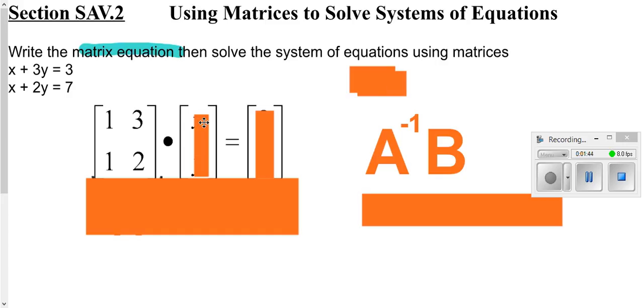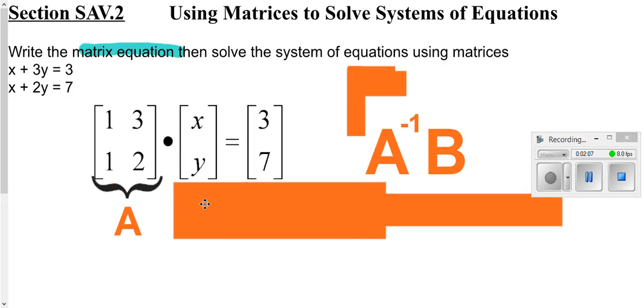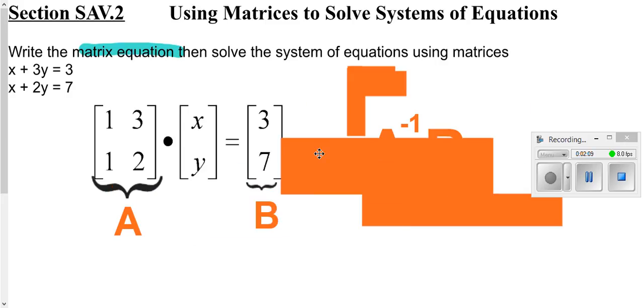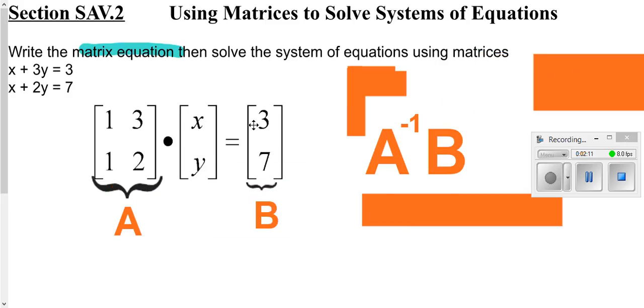Our next matrix is our variable matrix, which is the variables that we were dealing with, which were x's followed by y's. So it's x's with y's. And then on the right-hand side of the equal sign, we want to put those numbers down. We have a 3 with a 7 underneath. Now, the first matrix here with variables in it, we're going to put in the matrix A in our calculator. The last matrix with numbers in it, we're going to plug into matrix B.